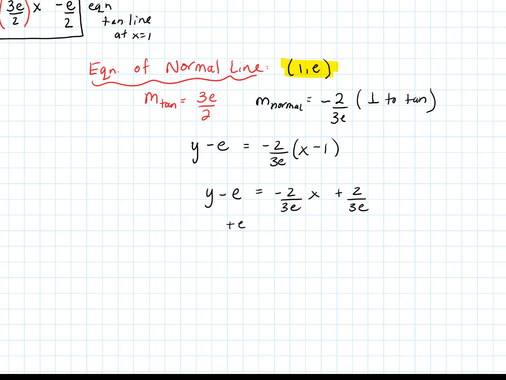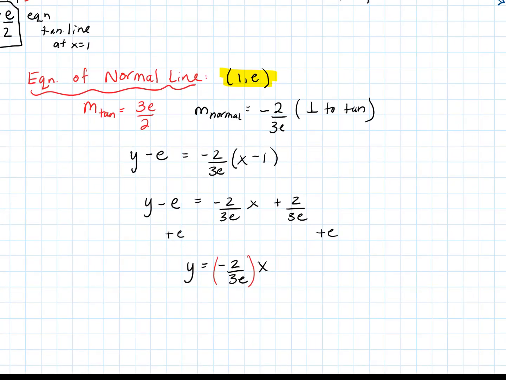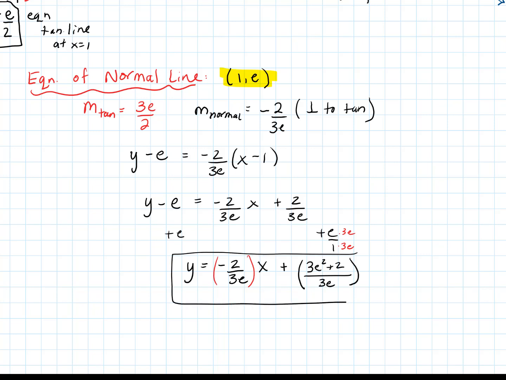Let's add e to both sides. And y is equal to negative 2 over 3e x. Now remember, that is the slope. And even though it looks kind of funky, because it's got that e in it, I do want it exact. I'm not going to pull out a calculator. I'm going to just leave it exact. Need a common denominator to add these. So let's multiply by 3e on the top and the bottom here. And we end up getting 3e squared plus 2 over 3e as the b value, my y-intercept in my slope-intercept form. Okay.